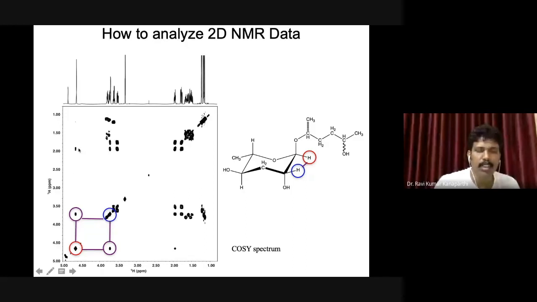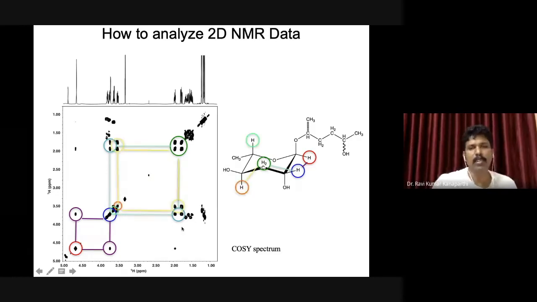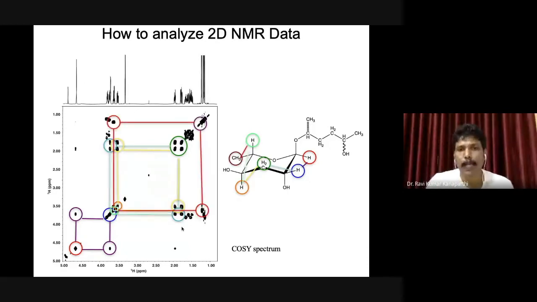Similarly, you go here, there is one more diagonal peak, and then you draw the horizontal line here. If you draw here, there is another peak. That means this one and this one are both correlated. And similarly, this and this are both correlated. That is why we see the cross peaks. This kind of interpretation can be extended further and further to illustrate the molecular structure.